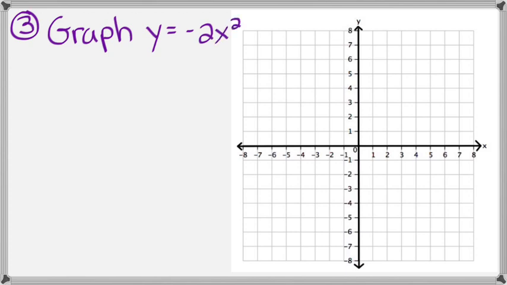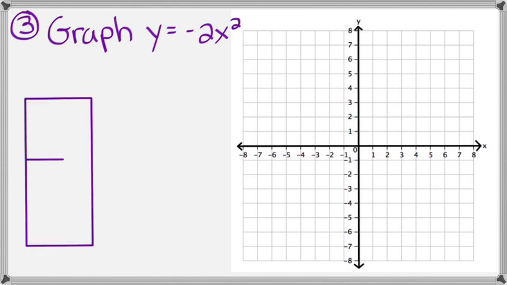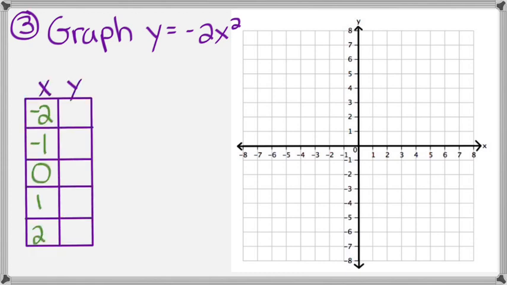Now, what happens if I have a negative value in front of the x squared? Well, what we should see is that it makes a sad face. Instead of a happy face, it makes a sad face. What do I mean by that? Well, let's plug in our values. So when x is 0, y is going to be 0 as well.